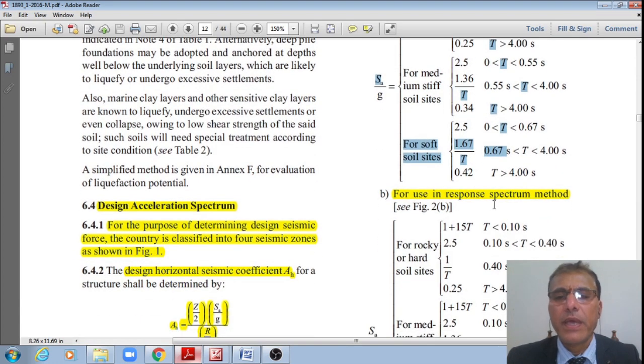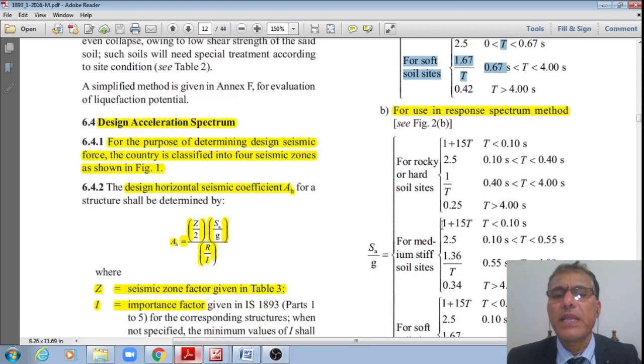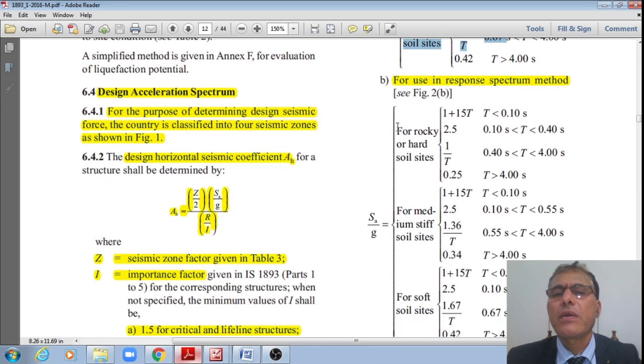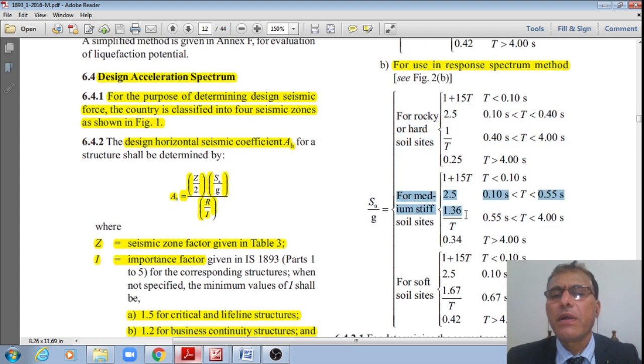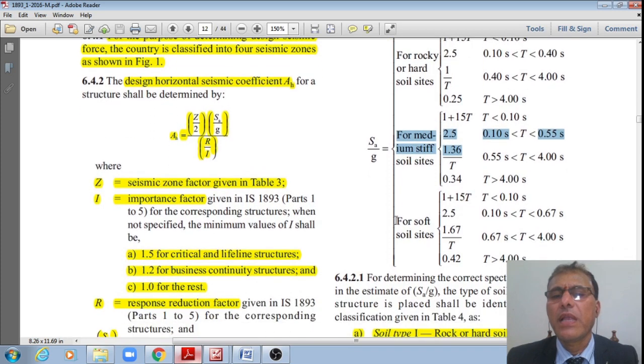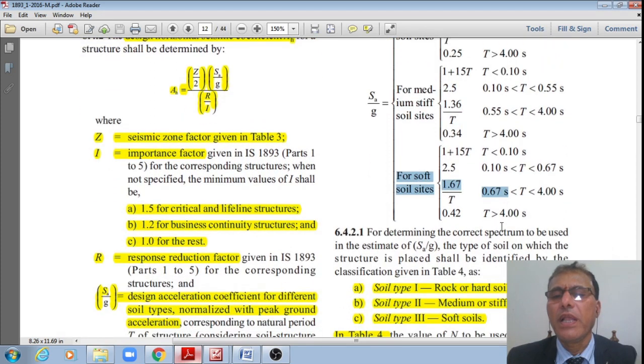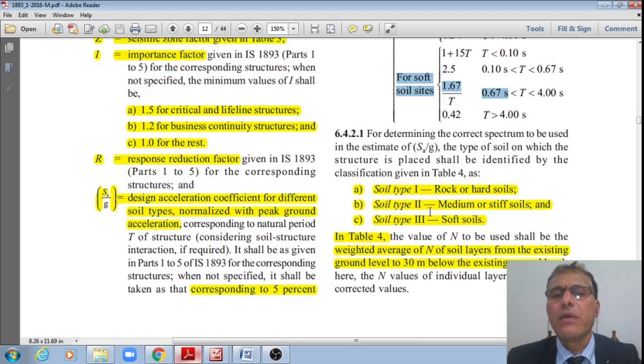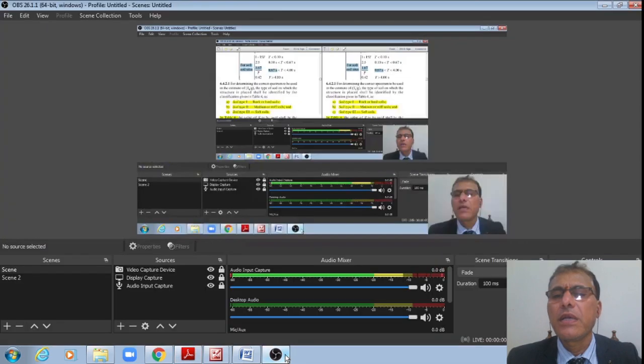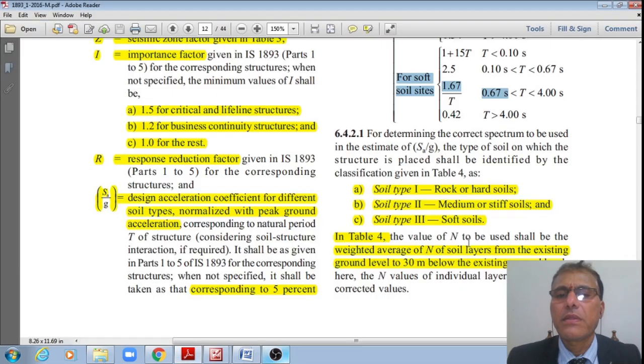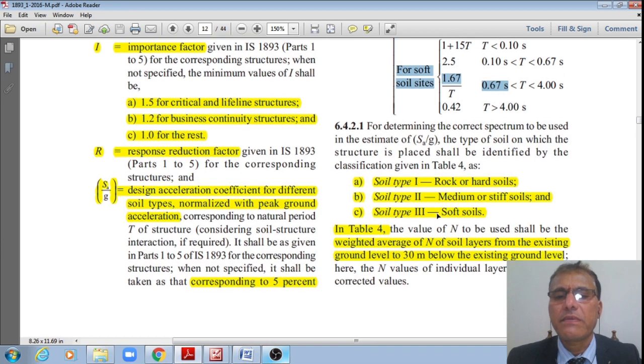Whereas if you are using the response spectrum method, then similarly SA by G values are given for rocky hard soil strata as well as for medium and stiff soils, and lastly the soft soils. You just go through these. Now here we have soil type 1, meaning rock or hard strata, hard soils. Soil type 2 means medium and stiff soils. Soil type 3 is that of the soft soils.